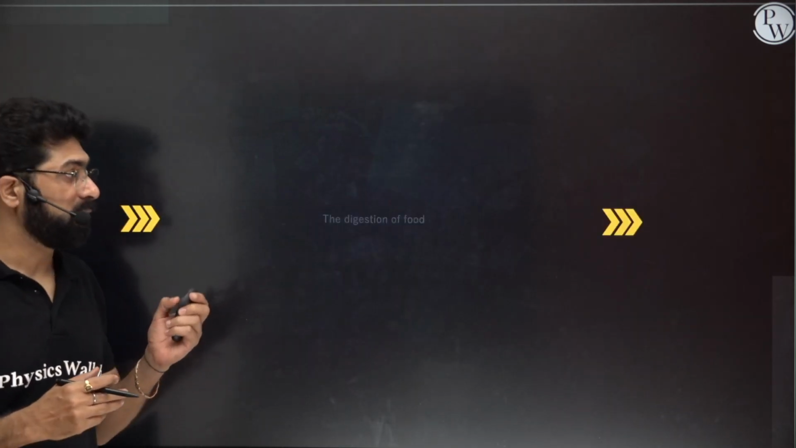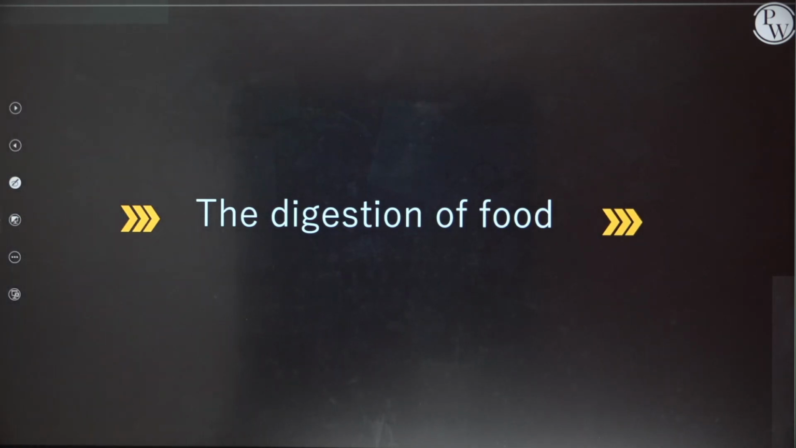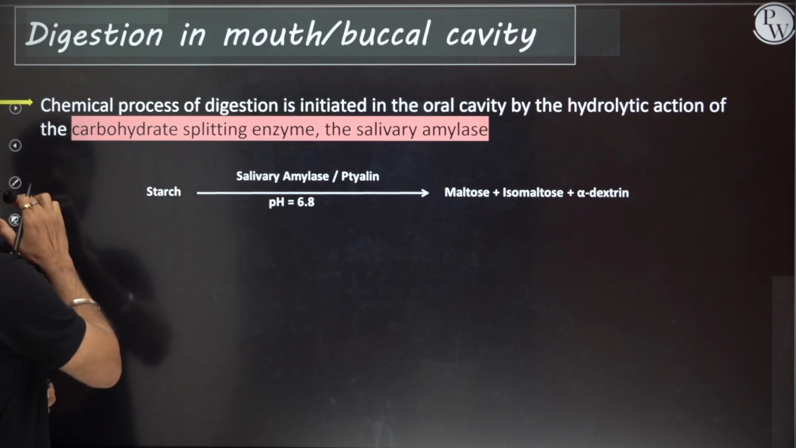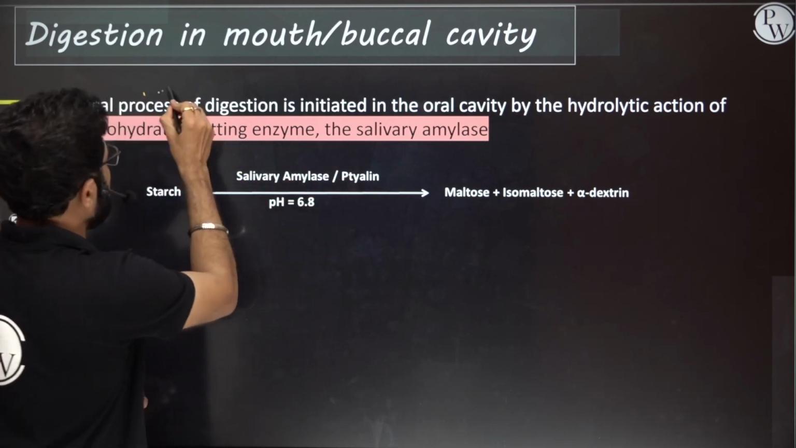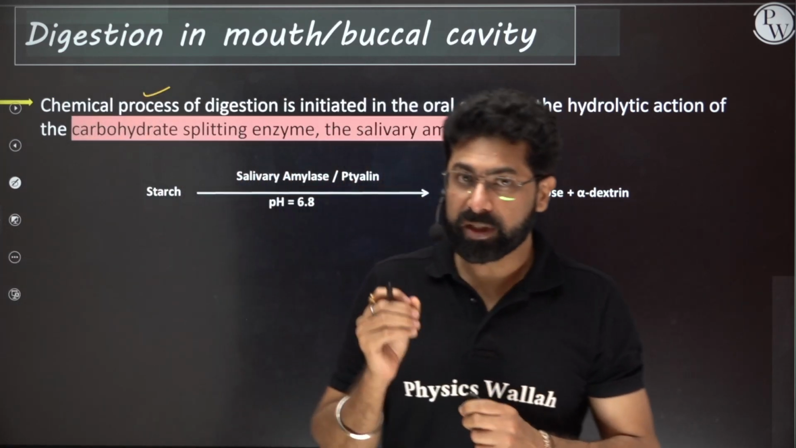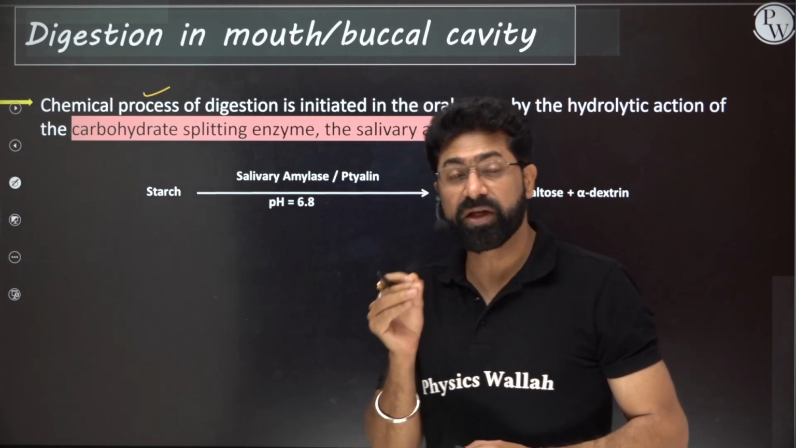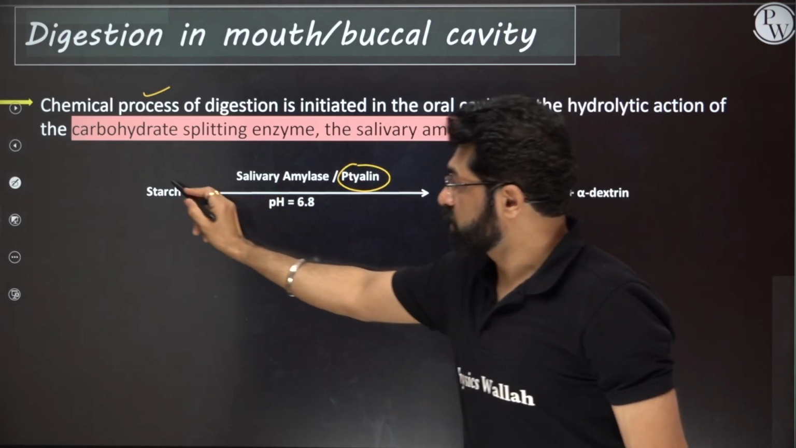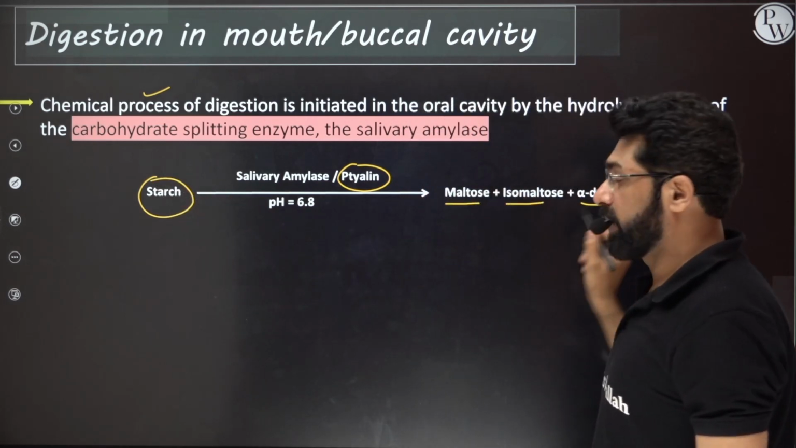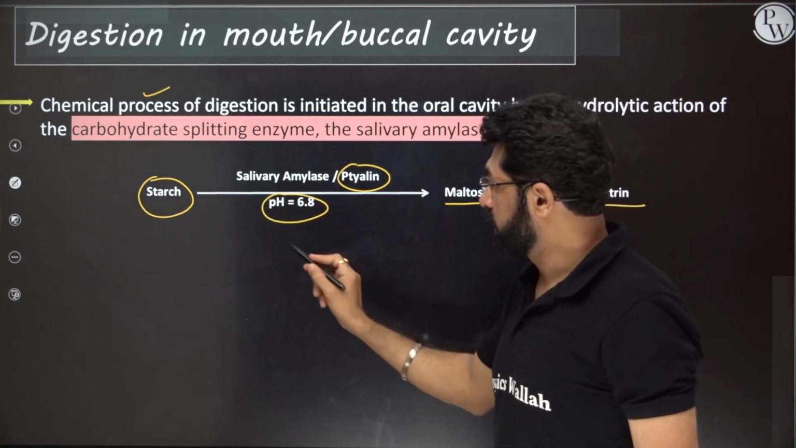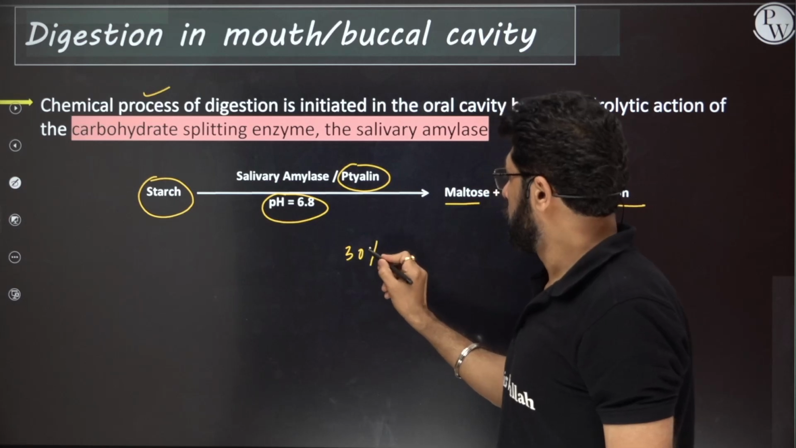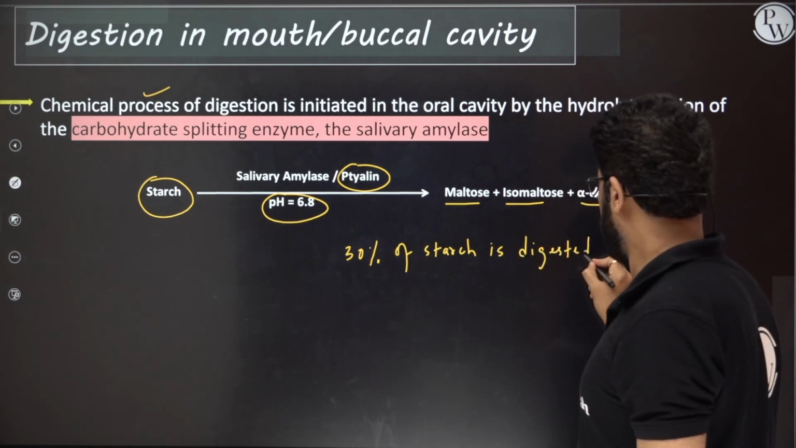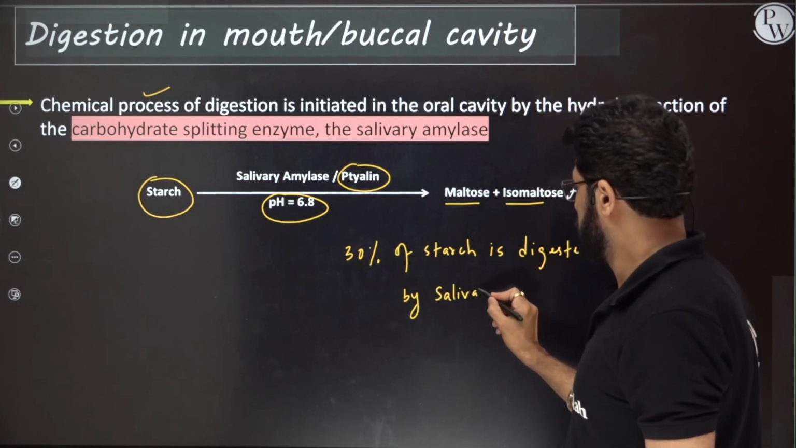So let us talk now about the digestion of food. Digestion starts in the buccal cavity, and the carbohydrate, that is starch, is going to be converted. So this is the chemical process. The chemical process of digestion will start in the buccal cavity, and the enzyme that starts it is the salivary amylase, also called ptyalin. This is going to convert the starch into maltose, isomaltose, and alpha dextrins. Now at a pH of 6.8 it is going to work, and only 30% of starch is digested by salivary amylase in the buccal cavity.